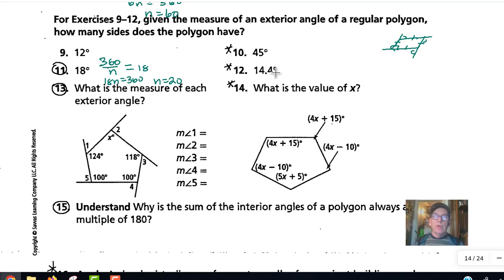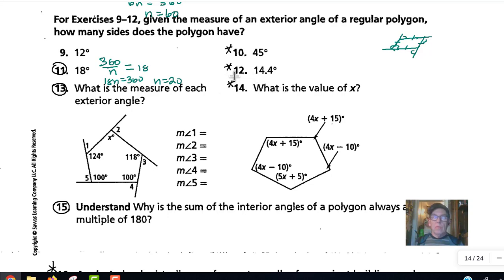You do the same thing over here. Basically, for 45 degrees, you'd have 360 divided by n came out to be 45. Find the n that makes it work out. Same thing for these others. What's the value of x?